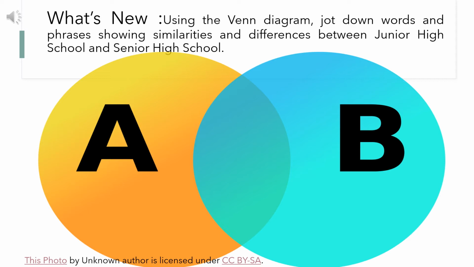What's New? Using the Venn diagram, jot down words and phrases showing similarities and differences between junior high school and senior high school. Letter A will be the words and phrases that can be associated with junior high school. Under letter B will be the words and phrases that can be linked to senior high school. And of course, in a Venn diagram, what should be inside the meeting points? It's the similarities. So we'll have the differences on both sides, then in the middle we'll have the similarities.